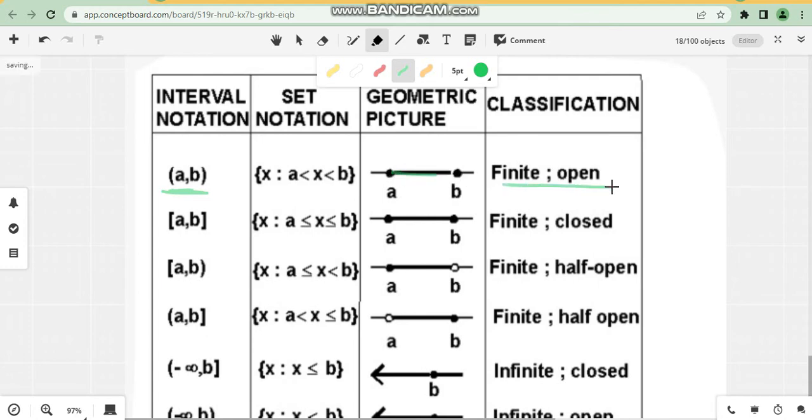Finite and open circle. Open means open circle. In the book they use black color, so it looks like a filled circle here, but that's not a filled circle. Basically that's an open circle. It means that it's not including; that's just less than or more than it.